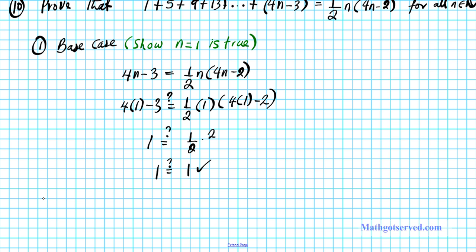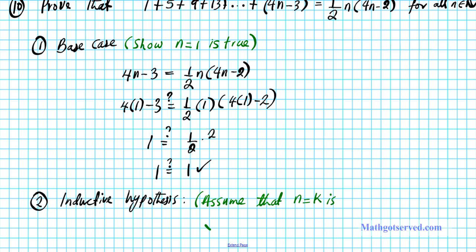All right, let's move on to our inductive hypothesis. For an inductive hypothesis, we're going to be making an assumption. We're going to assume that n equals k is true for some k in the set of natural numbers. Let's assume that that's true.